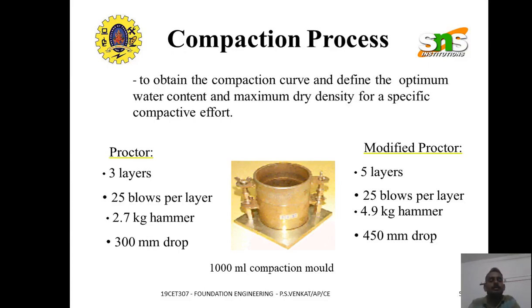In standard method, we compact the soil in 3 layers and each layer is given 25 blows, and a hammer weighing 2.7 kilograms is dropped from a height of 300 mm. The volume of compaction mold used is 1000 ml or 1000 cubic centimeters. Whereas in modified Proctor test, 5 layers of soil are compacted and each layer is given 25 blows, and the weight of hammer differs. The weight is 4.9 kilograms and height of fall is 450 mm, free fall.